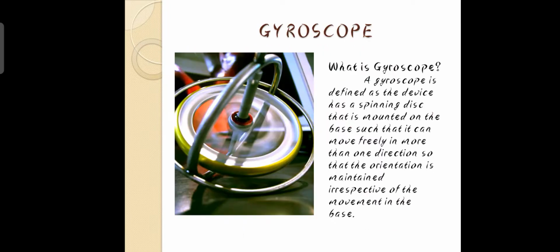I have a case study topic: validate the applications of gyroscope in aerodynamics. Gyroscope. What is a gyroscope? A gyroscope is defined as a device that has a spinning disc mounted on a base such that it can move freely in more than one direction, so that the orientation is maintained irrespective of the momentum in the base.